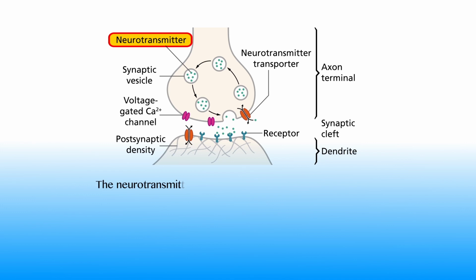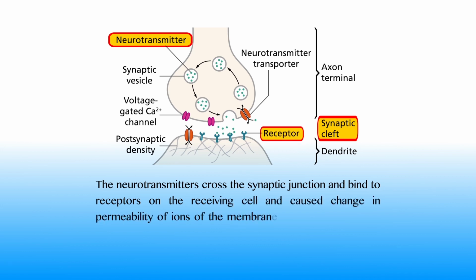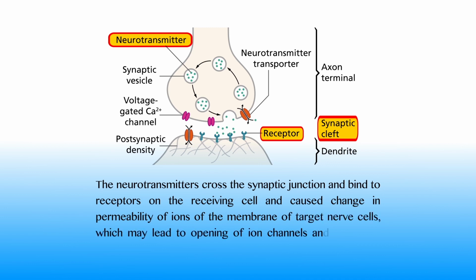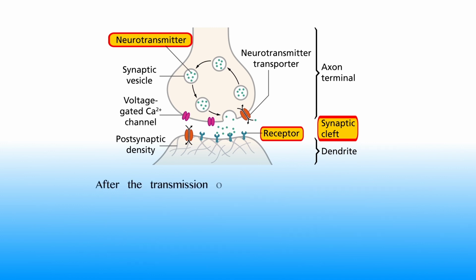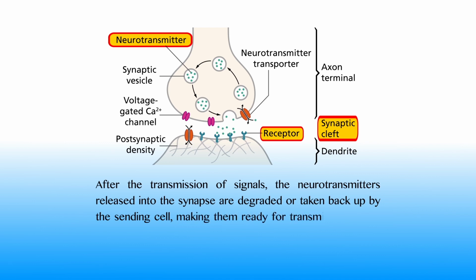The neurotransmitters cross the synaptic junction and bind to receptors on the receiving cell and cause change in permeability of ions of the membrane of target nerve cells, which may lead to opening of ion channels and change in electrical potential across the membrane. After the transmission of signals, the neurotransmitters released into the synapses are degraded or taken back up by the sending cell, making them ready for transmission of the next signal.